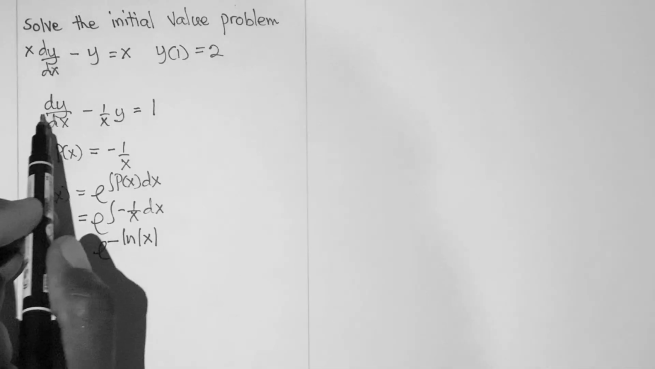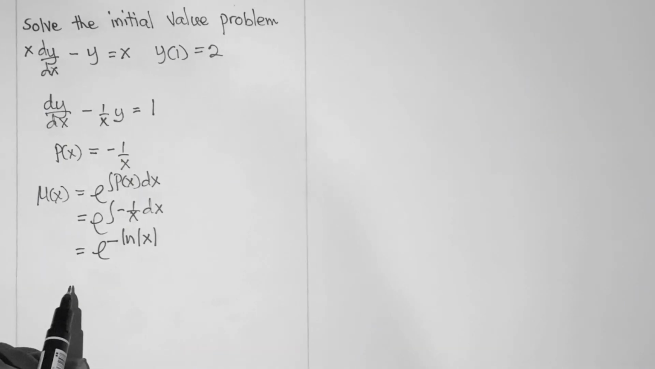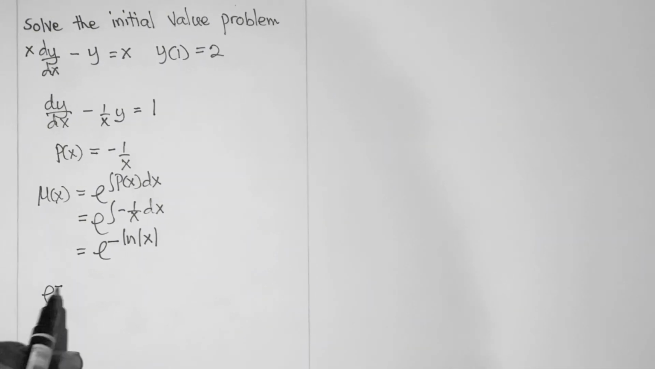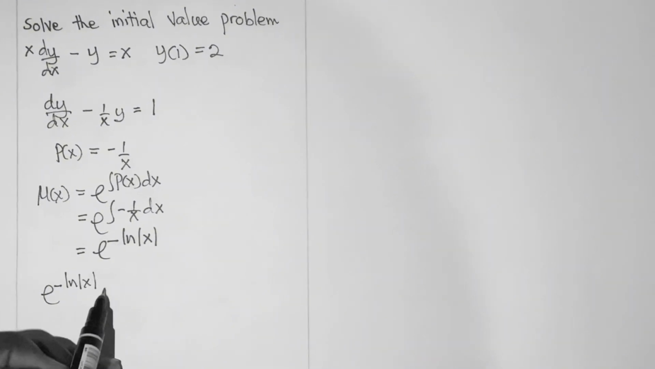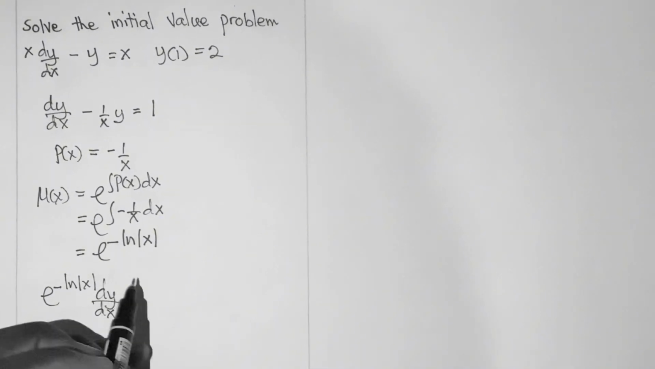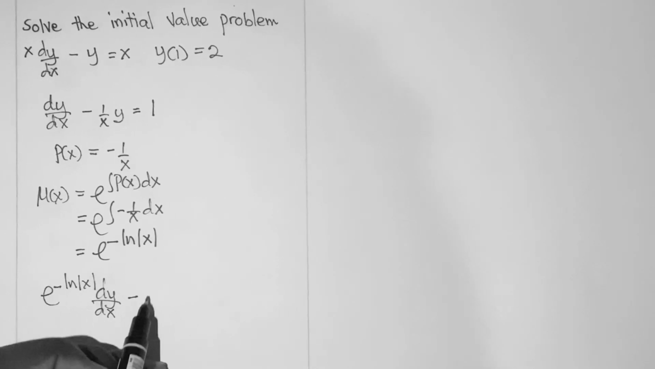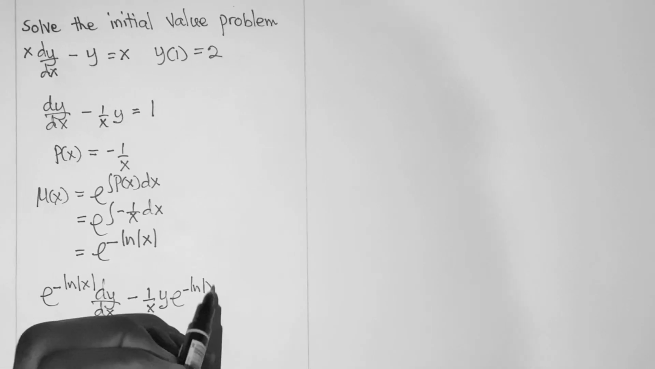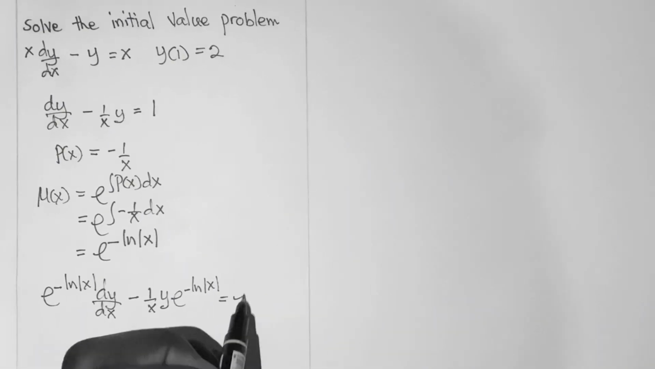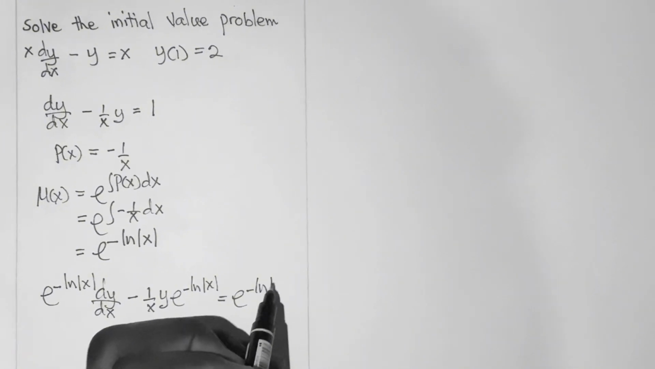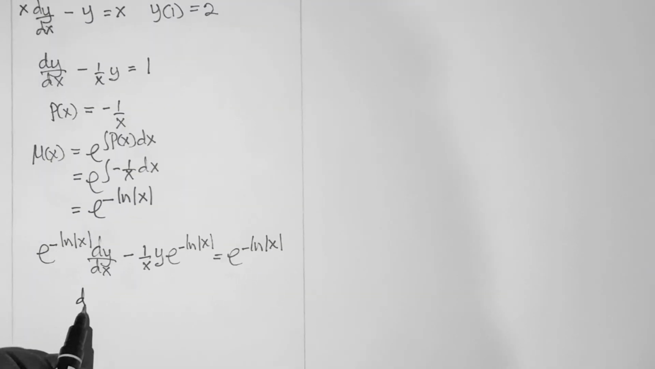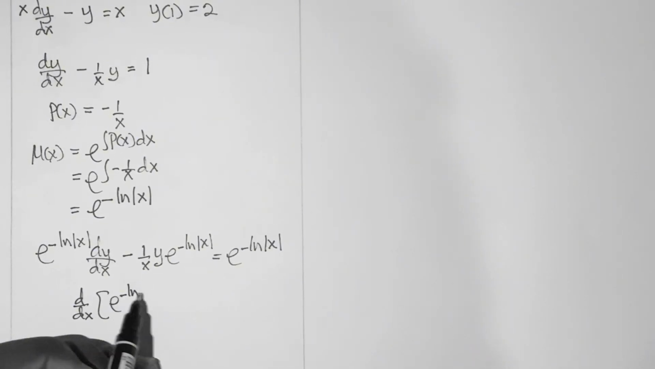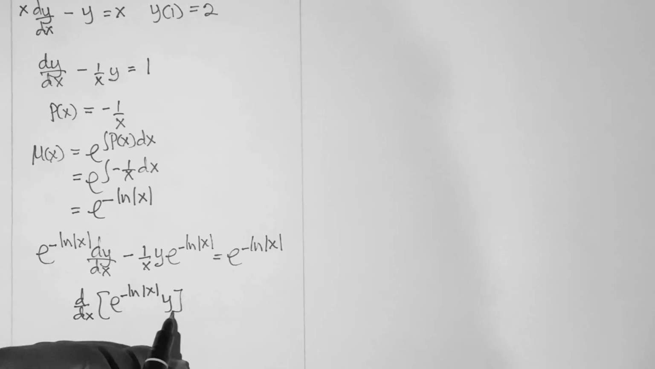So let's multiply the equation by the integrating factor. So it becomes e^{-ln|x|} dy/dx, then minus 1 over x y e^{-ln|x|} equals e^{-ln|x|}. Now let's find d/dx of e^{-ln|x|} y. What is this?